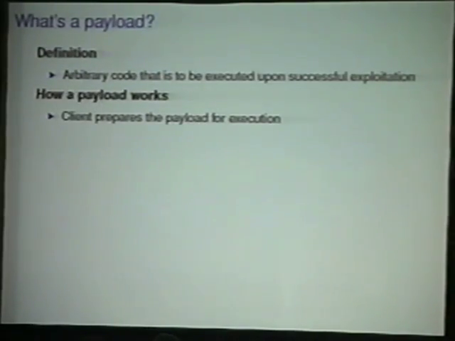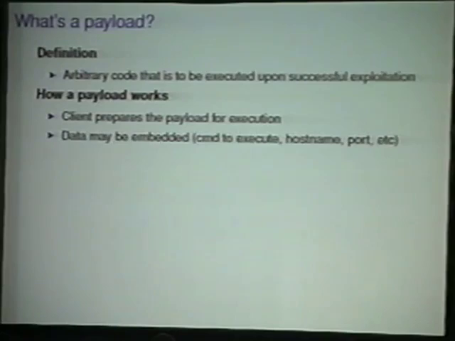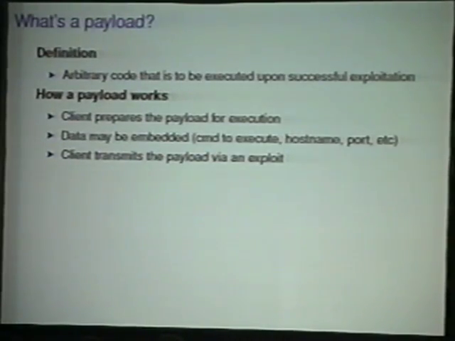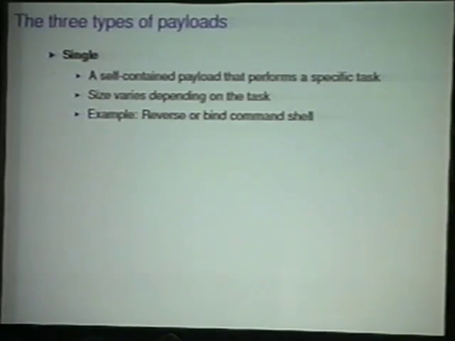So how a payload works, this is pretty simple. The client prepares the payload for execution. What that could entail is you may need to embed the command string, or you may need to embed the target IP address and port if it's going to connect back to you, for instance, to give you a command shell. So that stuff needs to be substituted prior to being transmitted to the other side. After that happens, the client transmits it to the target. That code gets executed, and then you get whatever your payload is going to be doing. So does anybody have any questions on any of this stuff yet?